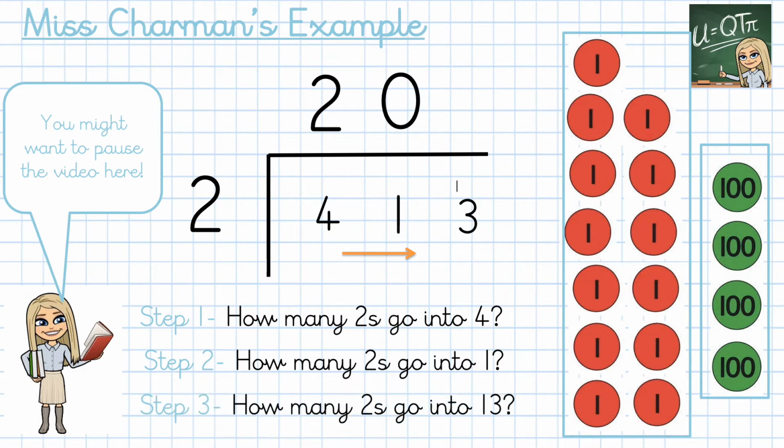Finally, how many 2's go into 13? I know that 6 times by 2 is 12, which means I'm going to put a 6 in the ones column, but I've got 1 left over, so I've got a remainder of 1. So I'm going to write R, which means remainder, and 1 next to my answer. So the answer to the calculation is 413 divided by 2 is 206, remainder 1.